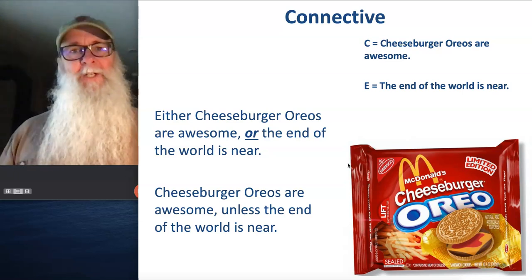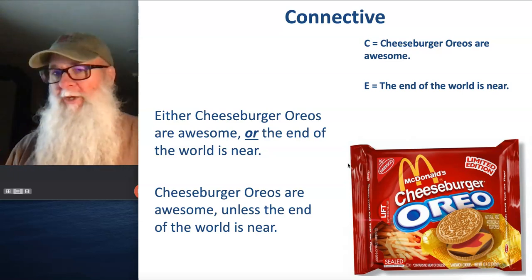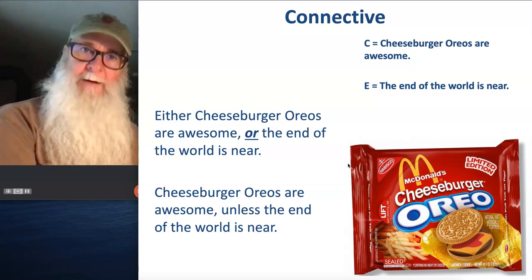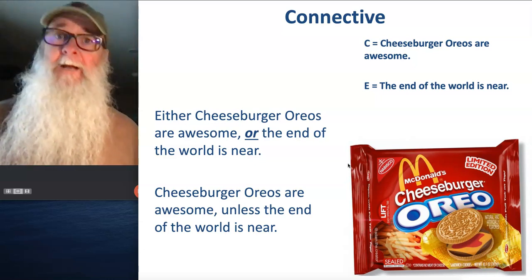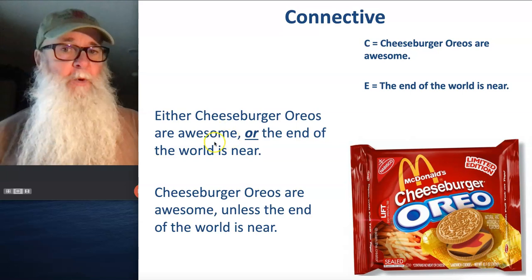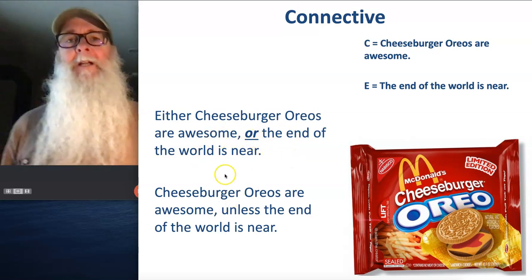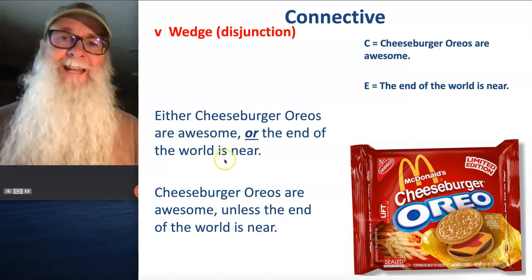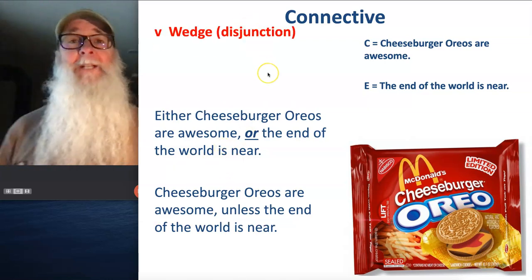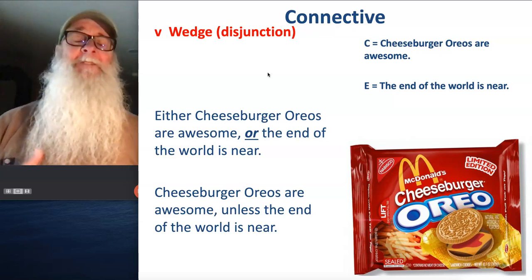These sentences are saying, look, I have two statements, and either this one is true or that one is true. I'm not necessarily saying both are true. Either cheeseburger Oreos are awesome or the end of the world is near. And we can represent these kinds of statements with the connective called wedge. Wedge expresses the relationship of disjunction.